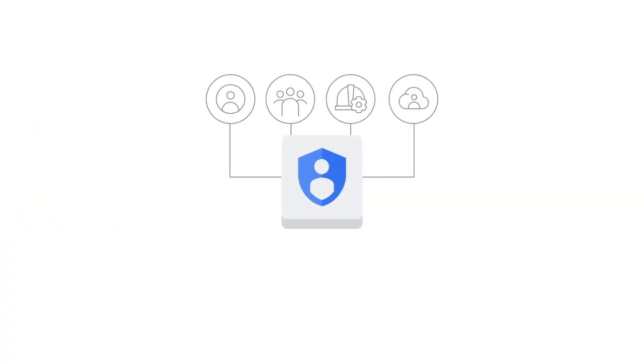The who part of an IAM policy can be a Google account, a Google group, a service account, or a cloud identity domain. A who is also called a principal. Each principal has its own identifier, usually an email address.